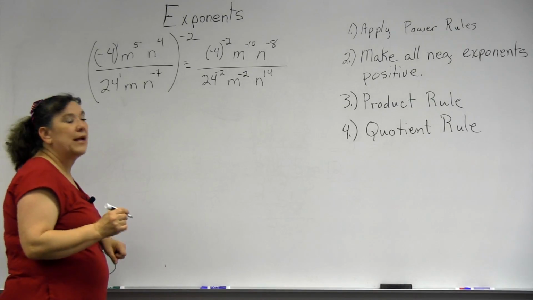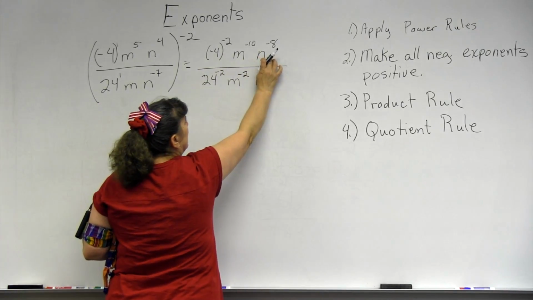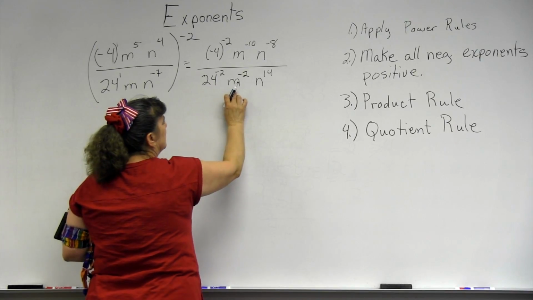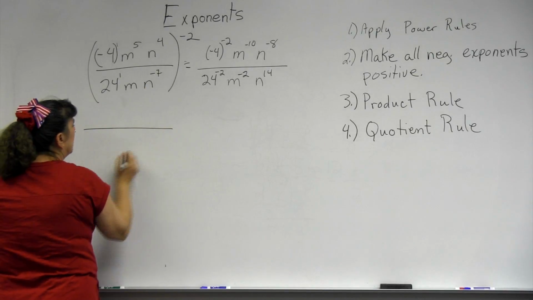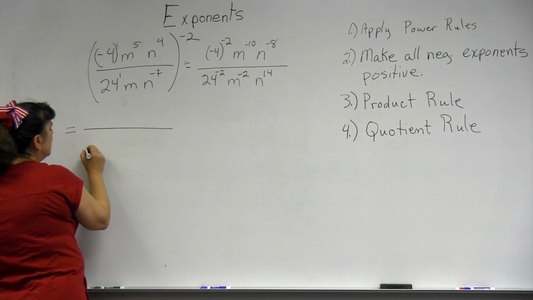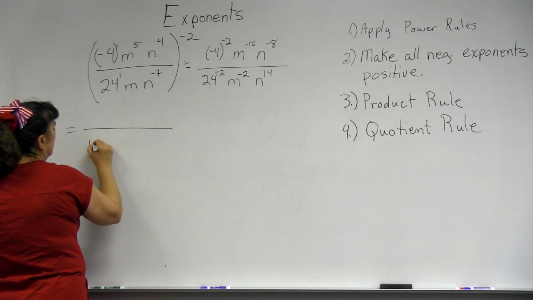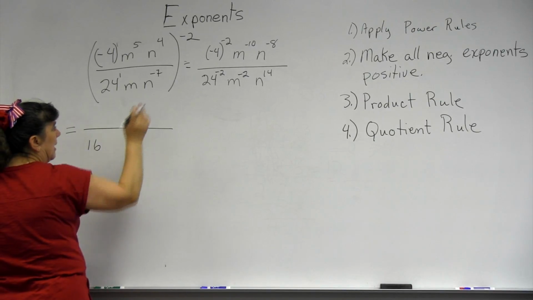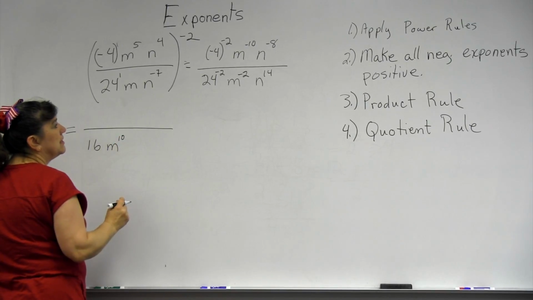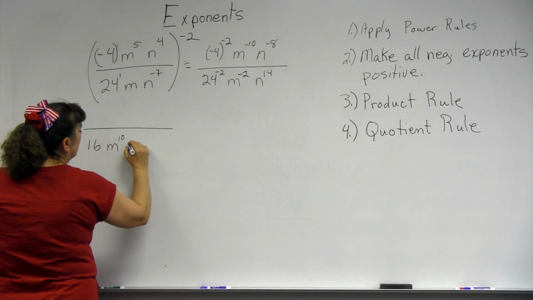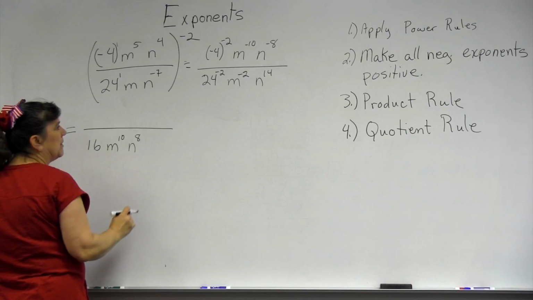Our next step now is to make all negative exponents positive. Let's identify them. This one, this one, this one all have negative exponents, and this one and this one. So looking at that, let's go down. 4 is going to end up on the bottom. A negative 4 squared, well, let's change that to 16 because negative 4 times negative 4 is a positive 16, and it's going to go to the bottom. M to the negative 10 comes down and becomes m to the 10th. N to the negative 8 comes down and becomes n to the 8th. See how they went from numerator to denominator?